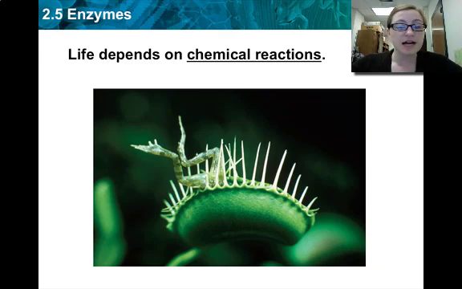For example, in this diagram here, we see a small amphibian, I'm going to guess some sort of a frog, that is being eaten by a Venus flytrap. And the process of digesting in that Venus flytrap, using chemicals to break down the soft body tissue of that frog, is definitely the result of a chemical reaction.